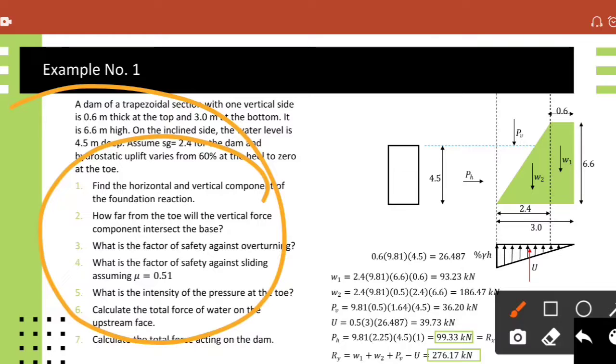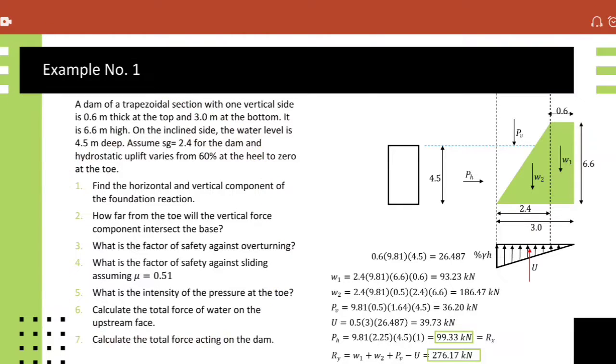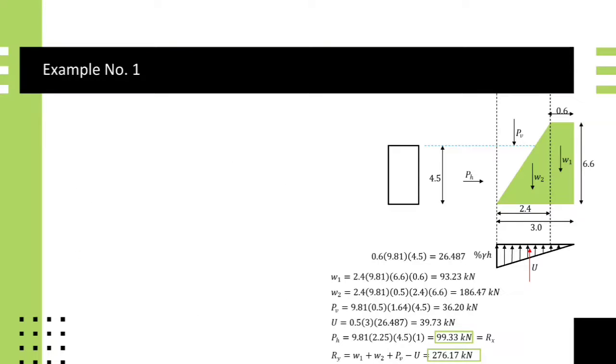So, yan. Sa susunod, the next question is, ano yung hinahanap? The next question was, how far from the toe will that force intersect the base? So, as you remember, that is your x bar. So, solving for x bar, the formula is, ano ba yun? X bar is Rm minus OM over Ry. Kaso wala pa tayong Rm and OM. So, isolve muna natin yun.